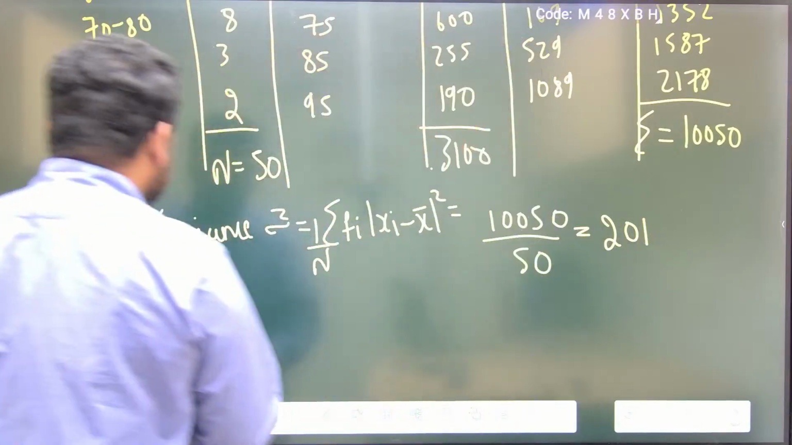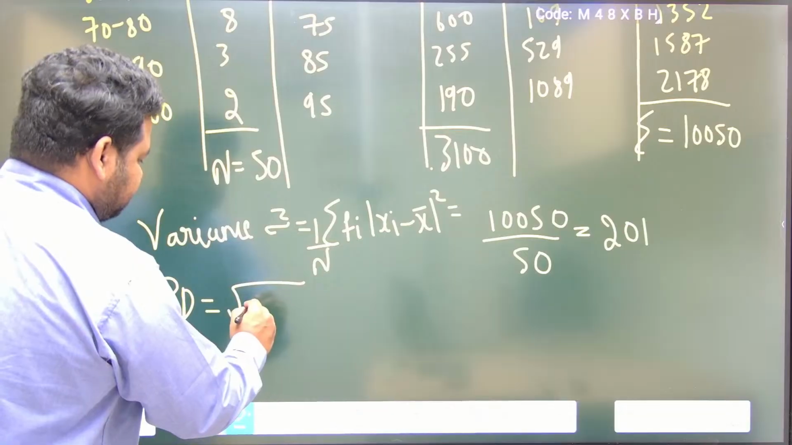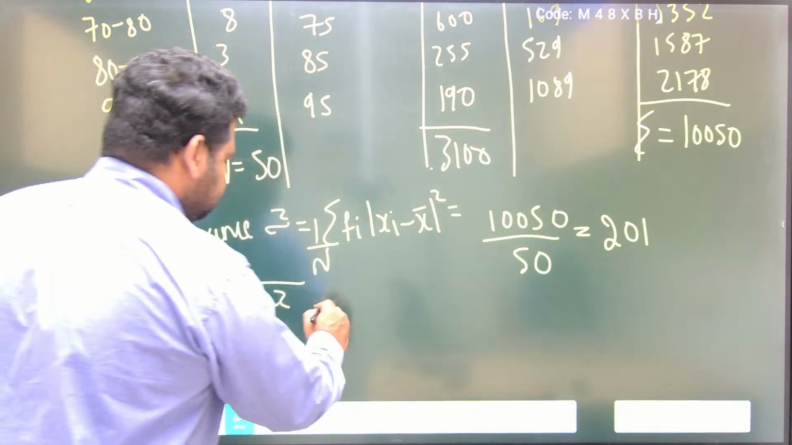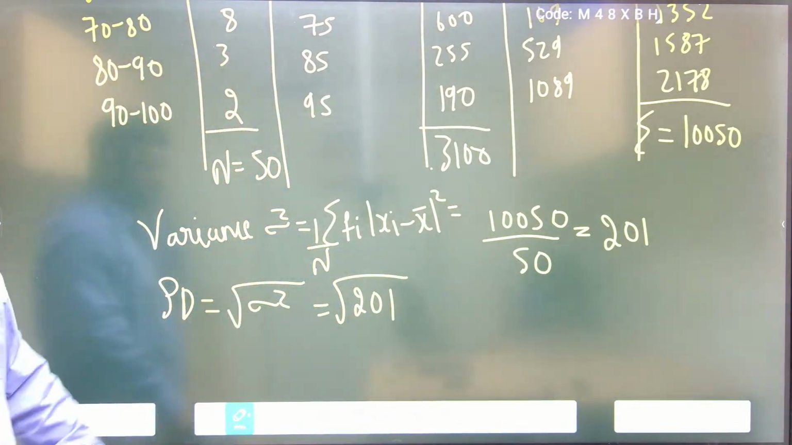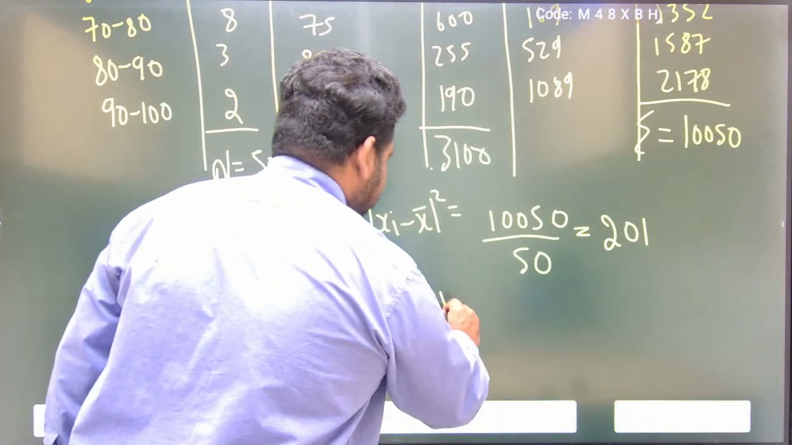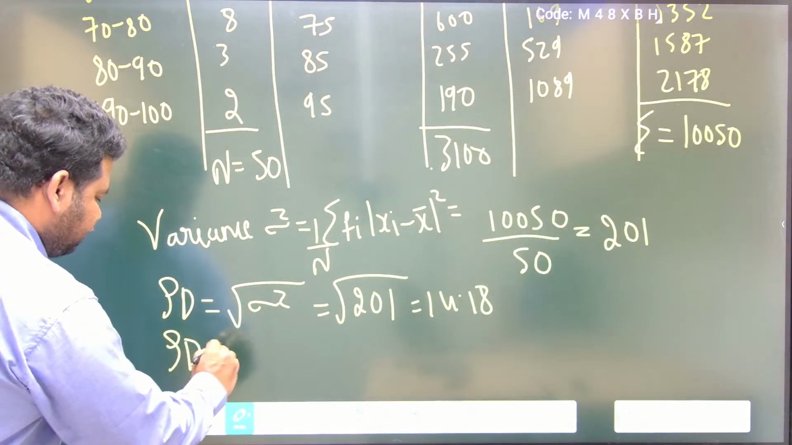Now we have to find out standard deviation. Let me write it as SD. SD is nothing but the square root of variance, that is square root of sigma square, that is nothing but square root of 201. Square root of 201, we will get it as 14.18. So standard deviation SD will be equal to 14.18.